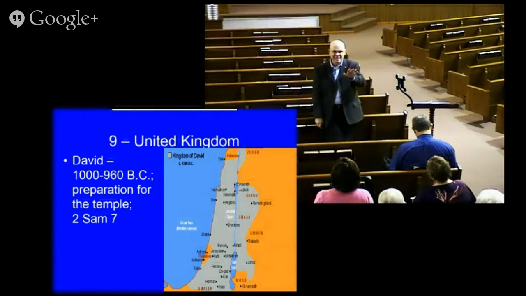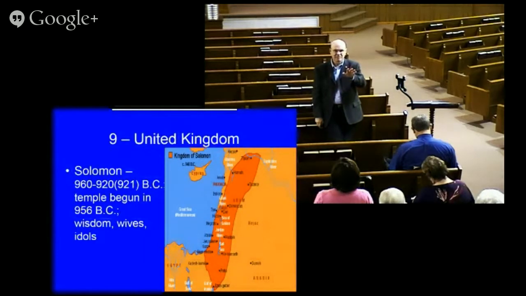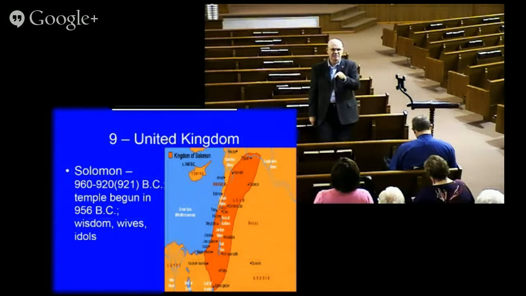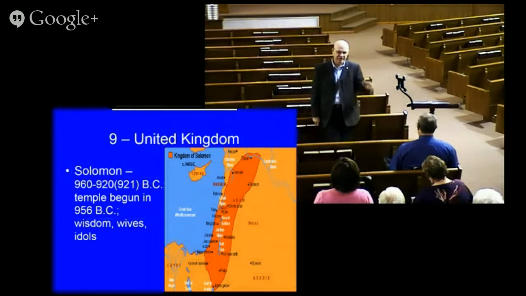See, David ended in 960. Now Solomon comes in, 960. Look down the next line. In 956, 4 years later, he starts building the temple, because everything was ready. Solomon is known for his wisdom. His downfall was the idolatry, from all those wives that he married and brought in.